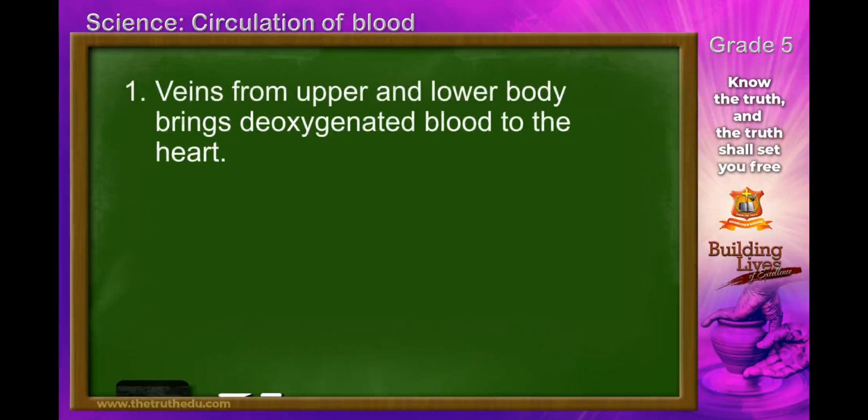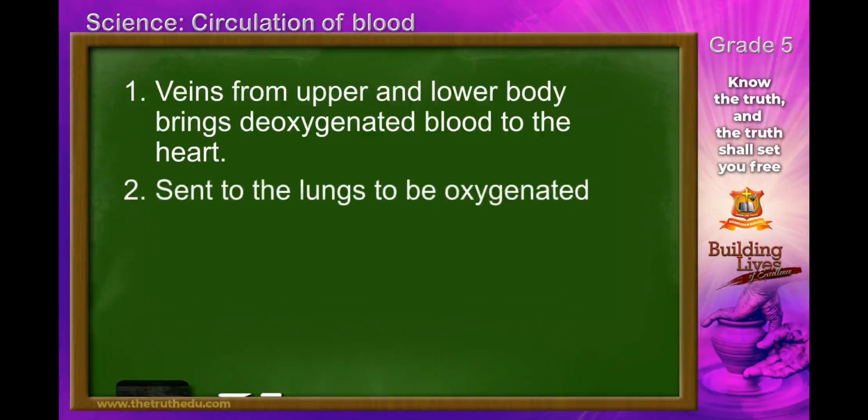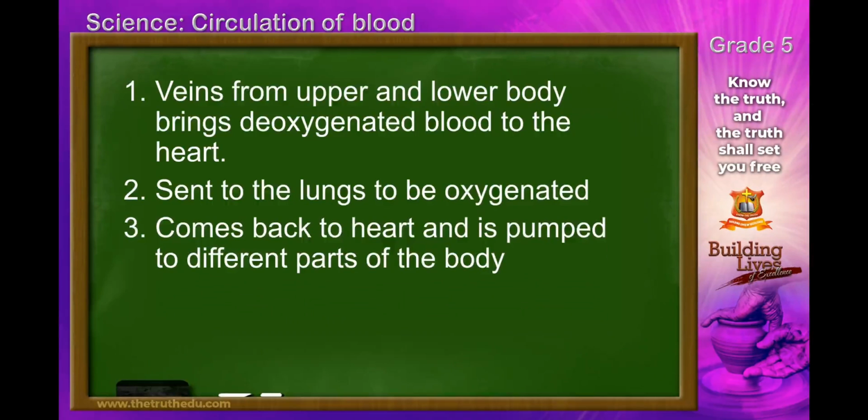For that, we have veins from the upper body and the lower body bringing deoxygenated blood, that is blood which has more carbon dioxide than oxygen, to the heart. Then the heart pumps it back to the lungs so that the blood can get oxygenated. And when the blood is oxygenated, it comes back to the heart and then is pumped to different parts of the body. The delivery of the oxygenated blood is done through an artery called the aorta.